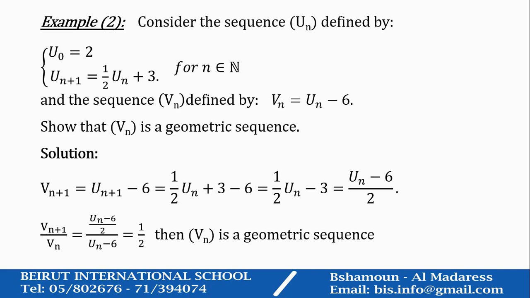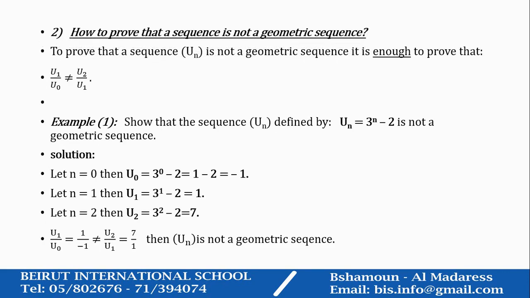Vn plus 1, obviously, you substitute for n plus 1, you'll end up with Vn plus 1 equal to Un plus 1 minus 6. And we have the value of Un plus 1, so you substitute. Instead of Un plus 1, you put half Un plus 3. You simplify, you end up with this value for Vn plus 1. You find the ratio of Vn plus 1 over Vn by substituting and simplifying to be half. Half is constant, so it is a common ratio, and the sequence is geometric.